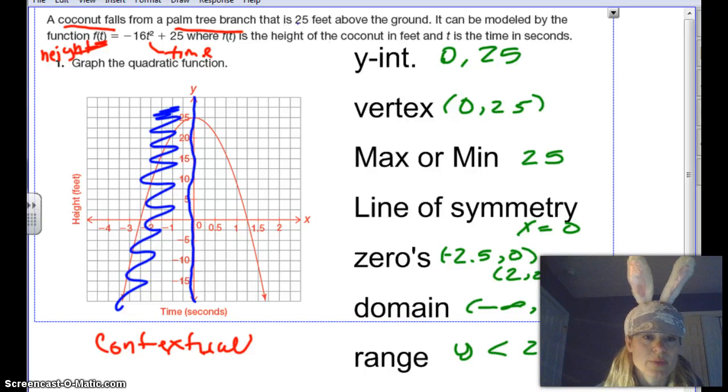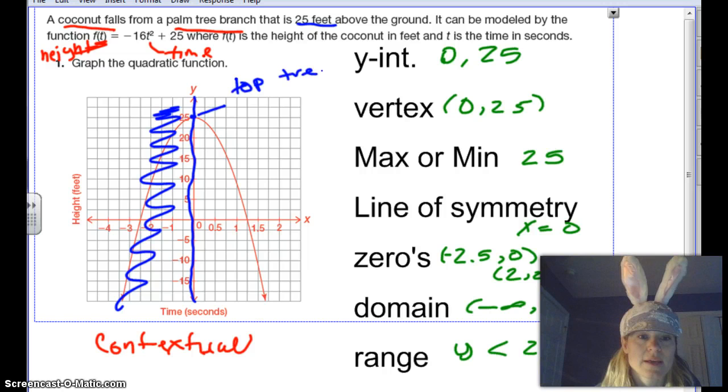We know that the branch of the tree is 25 feet. So we know at this point, this is the top of the tree, and this is where the coconut's being dropped. I spelled coconut wrong. Coconut. Okay, so here's my coconut, and it's being dropped.